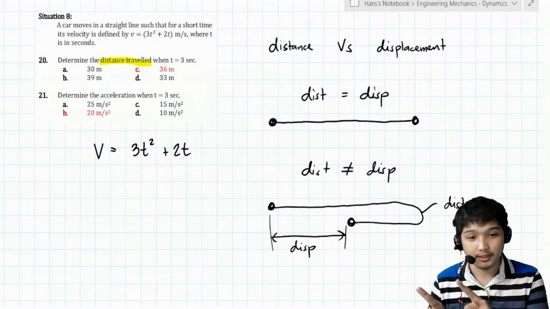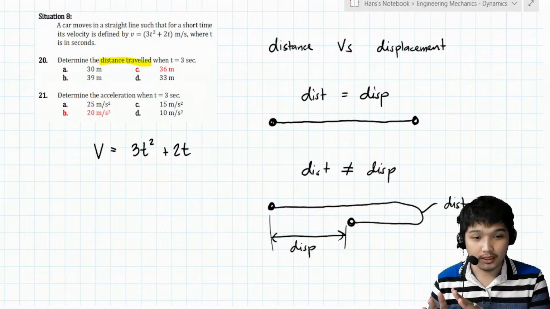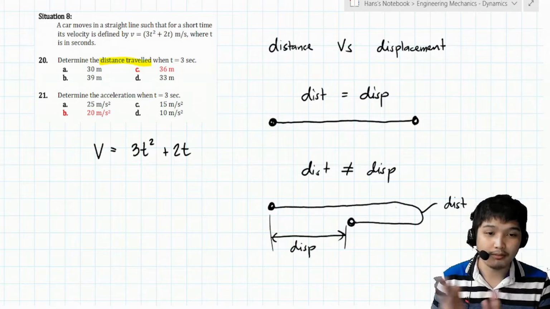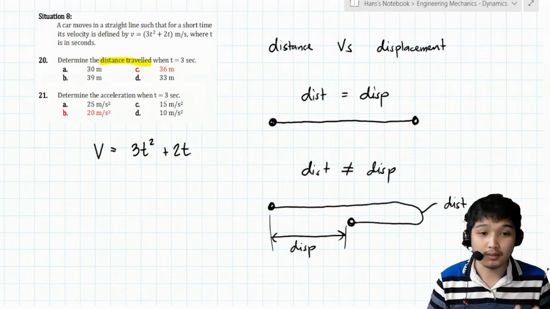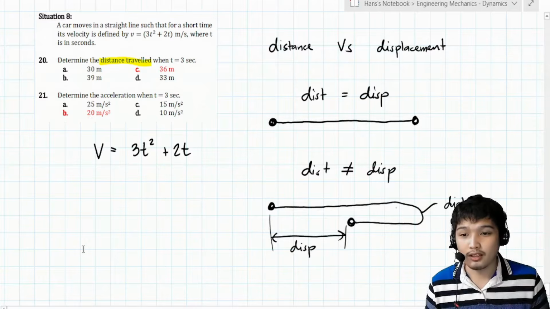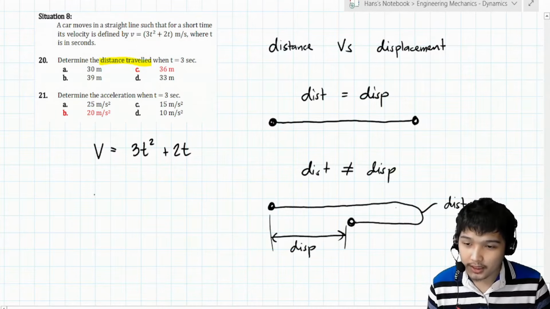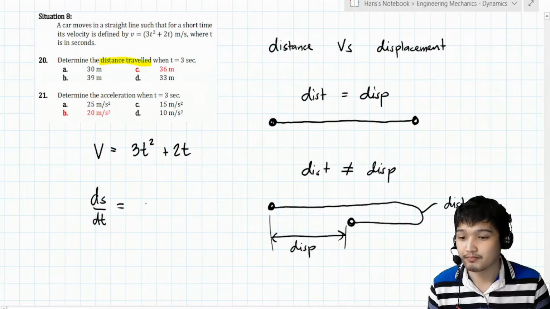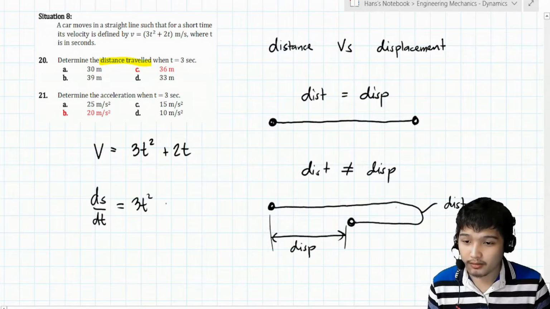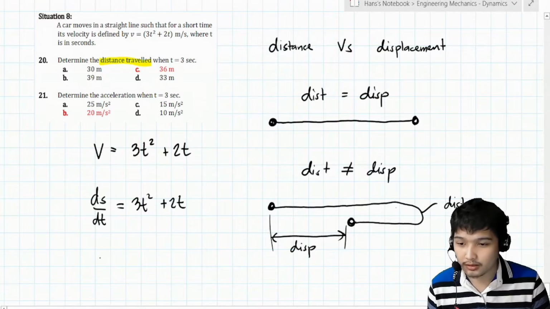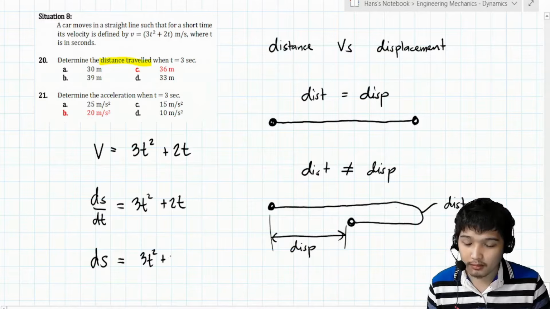But for this scenario, velocity is positive all throughout time t, so distance is equal to displacement. So we can directly use yung equations kanina. Okay, so how do we solve for the displacement or yung distance? So sabi natin, di ba, yung v is ds over dt lang din. That's the relationship. So 3t squared and then plus 2t. So what we need to do is to just cross multiply. So ds now is equal to 3t squared plus 2t and then dt.